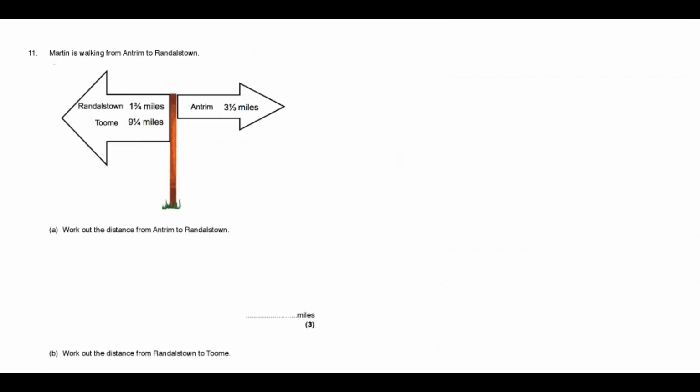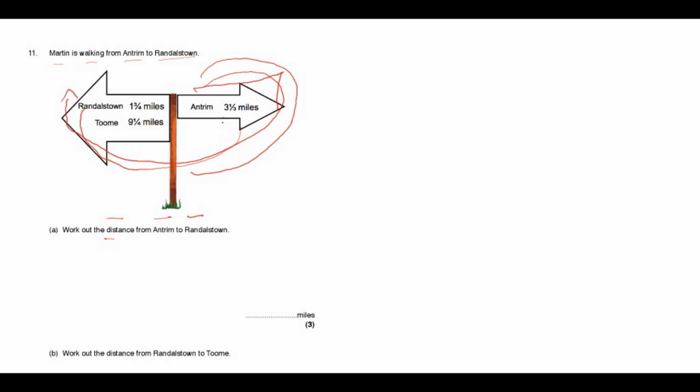Okay, so now let's try doing question number 11. What it is saying, Martin is walking from Antrim to Randallstown. So here he needs to come from this way here. Okay, so now what they are asking you in part A, they are saying that you need to work out the distance from Antrim to Randallstown, means from here, from Antrim to Randallstown. So when you are coming from Antrim and you are going here to Randallstown, it means you need to add up the distance from here and all the way towards Randallstown.